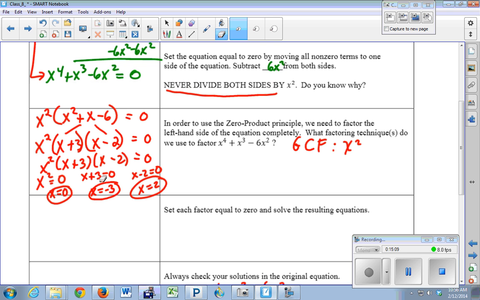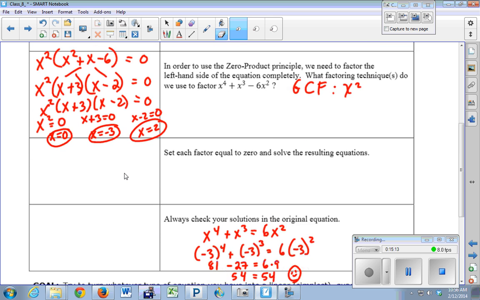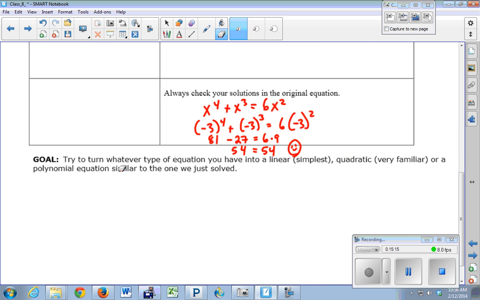You don't see it because it's not there. We don't write it. But both of these are now linear equations. So we're able to take something that was fairly complicated and simplify it down to the point where we could handle it. That's the goal when you have polynomial equations.